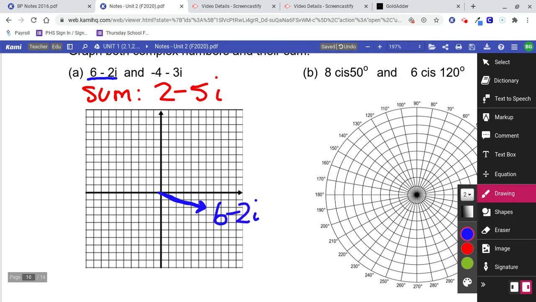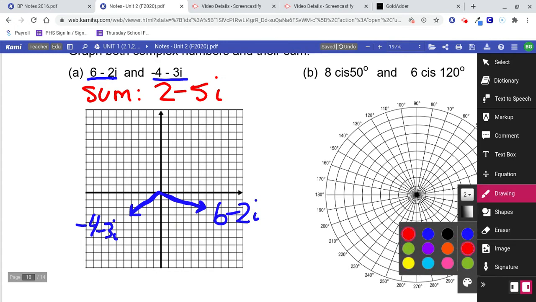Then I want to do a second vector, negative 4 minus 3i. So left 4 and down 3 puts me right there. Magnitude and direction. Don't go too far. Don't go through the point. This does not go on forever. Let's label it negative 4 minus 3i. And then we want the sum, 2 minus 5i. So right 2 and down 5 puts me there. 2 minus 5i. We can graph vectors. We can find the sum. We can graph the sum.